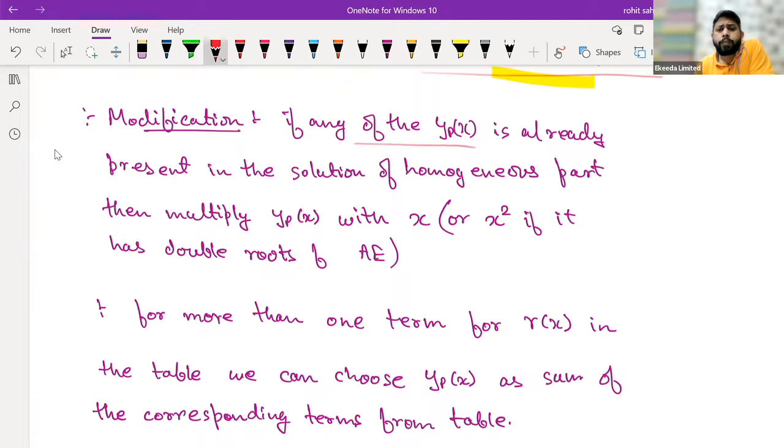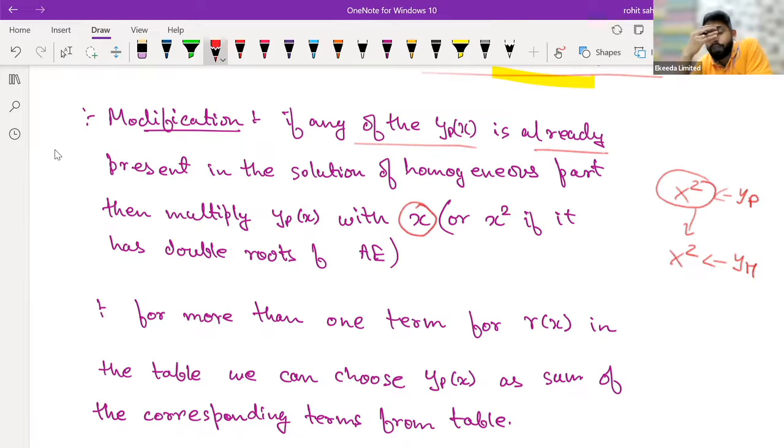If any of the yp x is already there. So let's say you got an expression of x square in your particular solution, but you already have such a term in your homogeneous part. If you already have this in your homogeneous part, you will have to multiply this with a factor of x.